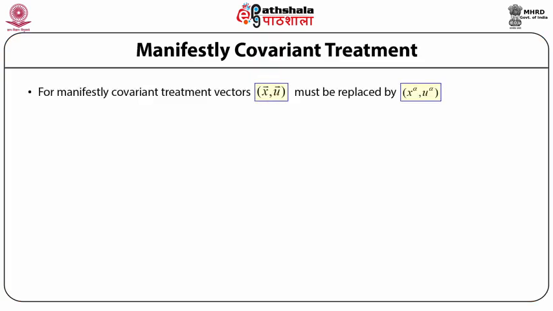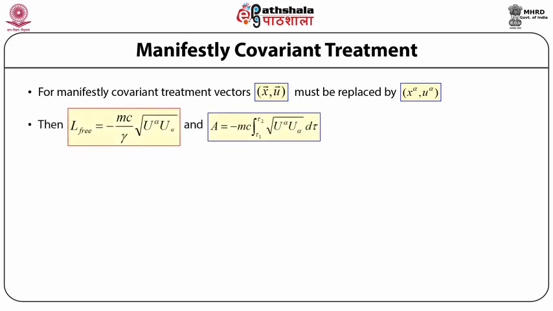To give a manifestly covariant description of the Lagrangian and the Hamiltonian formalism, the customary variables x and u must be replaced by their 4-vector counterparts: x alpha equals (ct, x) and u alpha equals (gamma c, gamma u). The free particle Lagrangian can now be written in terms of u alpha as L free equals minus mc by gamma into the square root of u alpha u alpha.